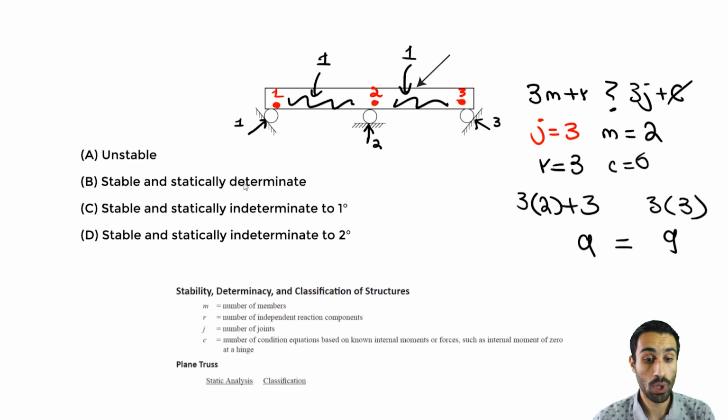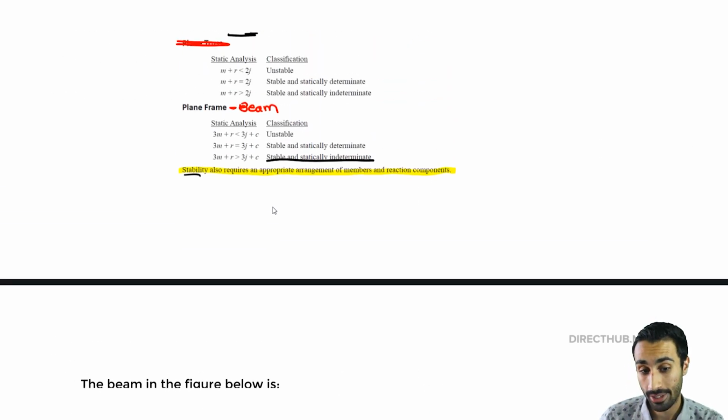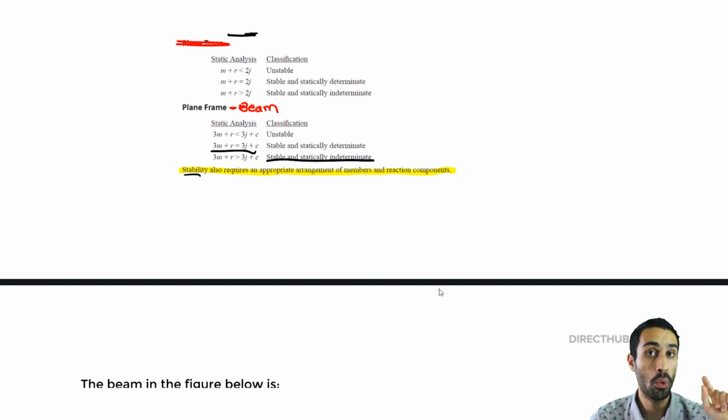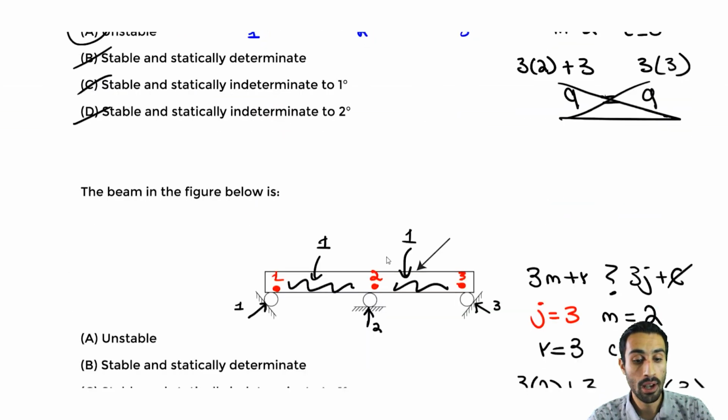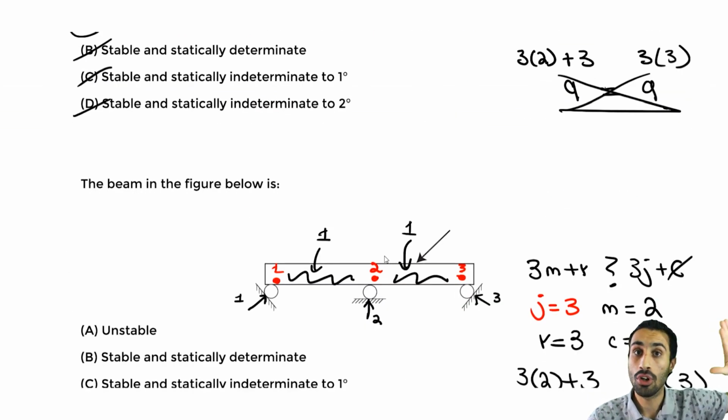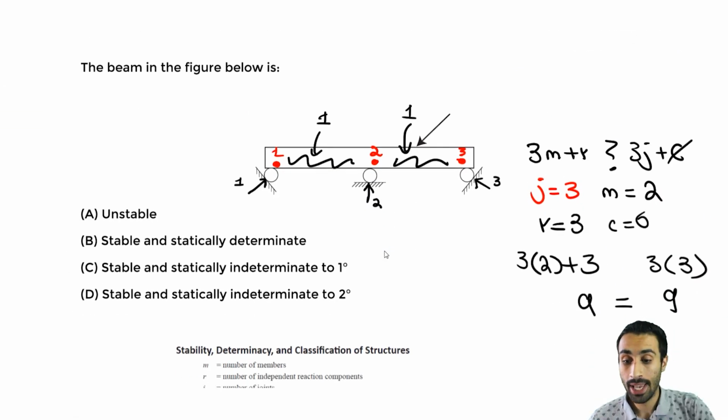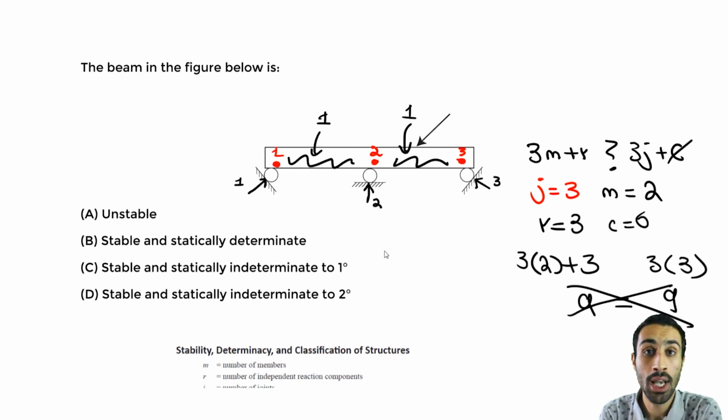Since they are equal, it would be stable and statically determinate. But we have to check for the overall external stability, and this is not true in this case. So always, always, always first check for the external stability.